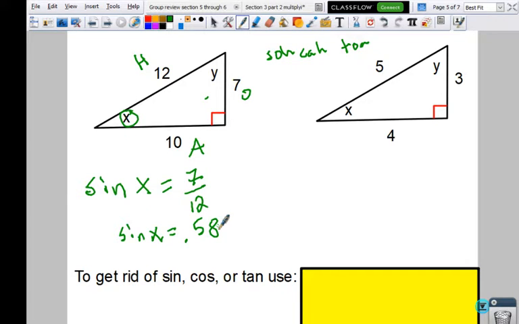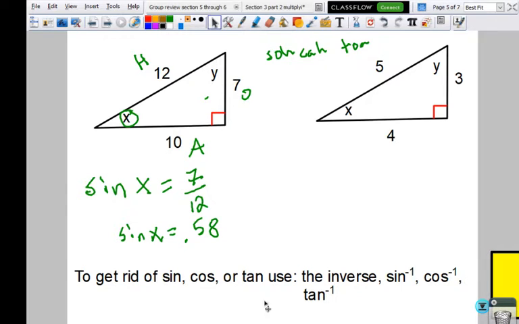Alright, I gotta get rid of this sine by the x. So to do that, I'm gonna use the inverse, sometimes called the arc sine. So we're gonna do sine to the negative 1, which is sine inverse, cosine inverse, or tan inverse. That is the opposite of a sine, like divide is the opposite of multiply, right? Give us a second to write this down.